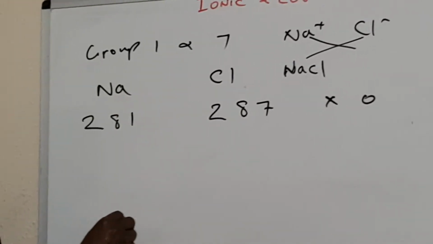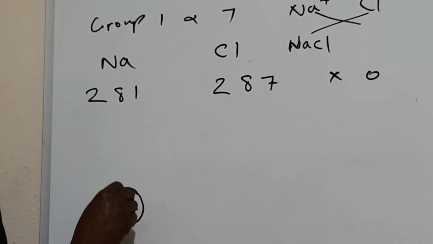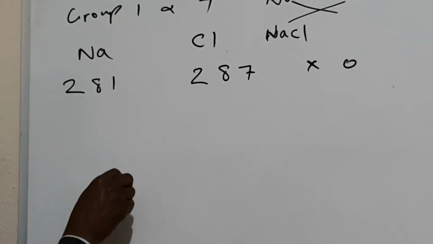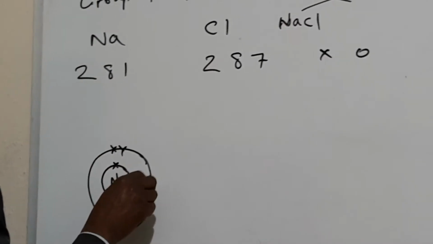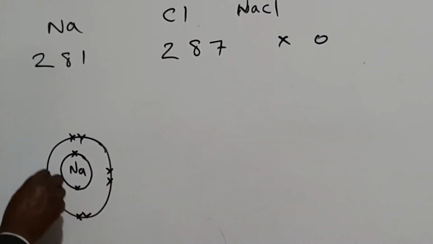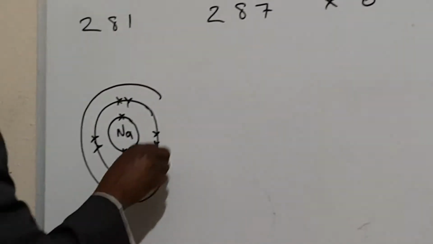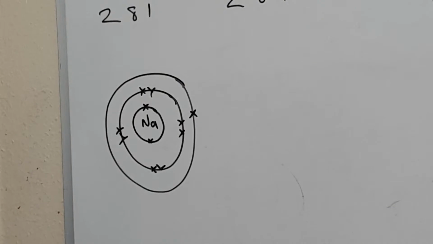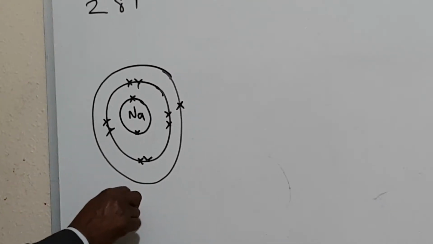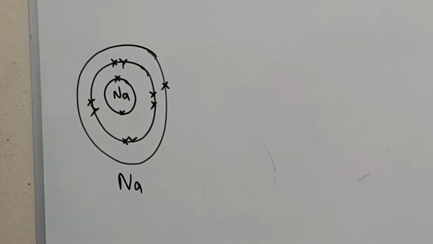Now when you come down here, sodium will look like this. If you want, you show only the outermost shell. Two, 8, and 1. That is the sodium atom. And you have to write the sodium atom. You must do exactly like that.